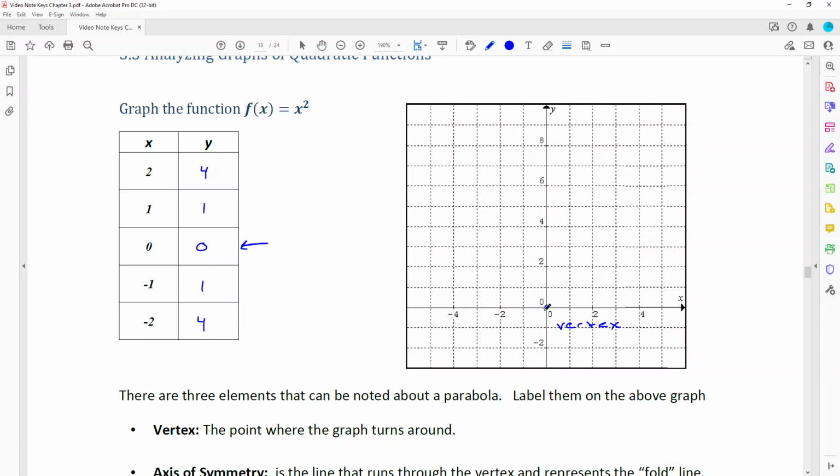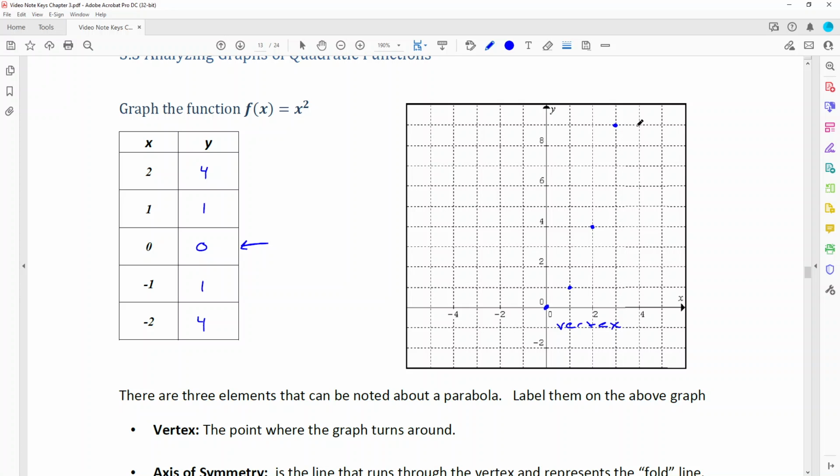Then from there, I don't even have to look at my table of values to plot the rest of the points. I know that if I go over 1 from my vertex, I always go up its square. So I'm going to go up 1. If I go over 2 from my vertex, I'm going to go up its square, 4. If I wanted another point, I could go over 3 from my vertex and go up 9.